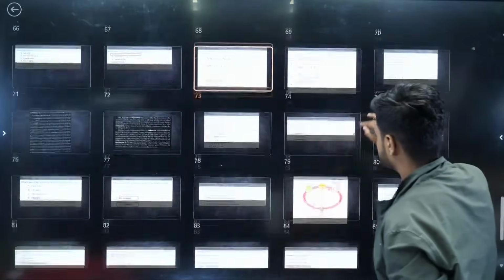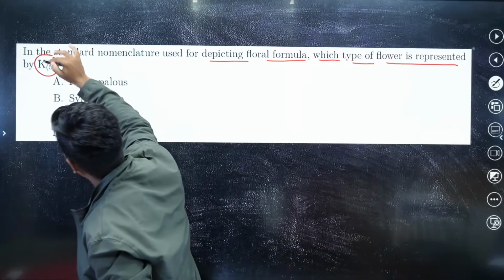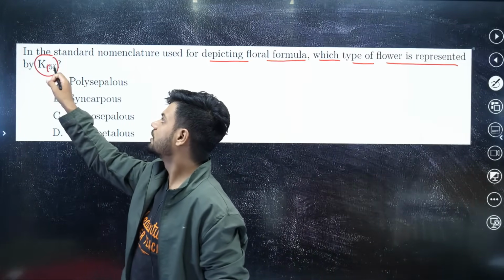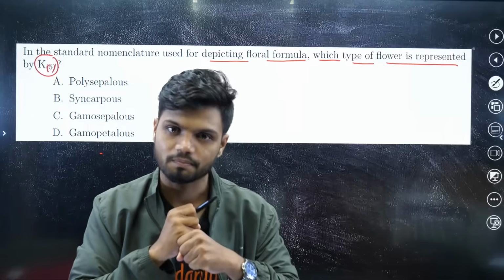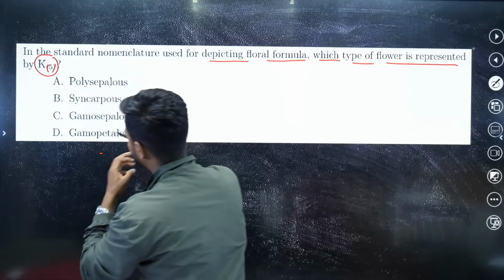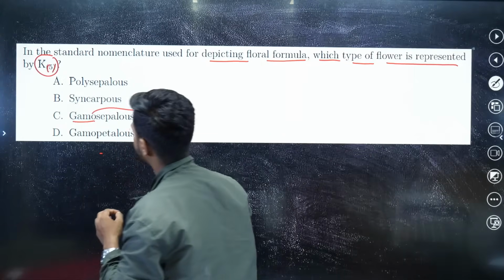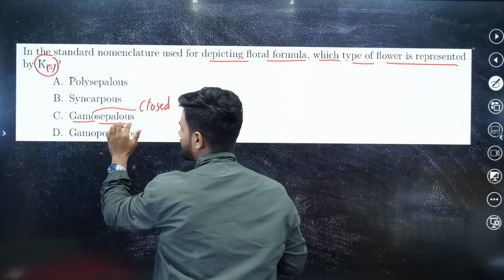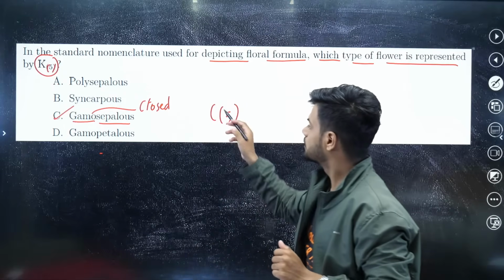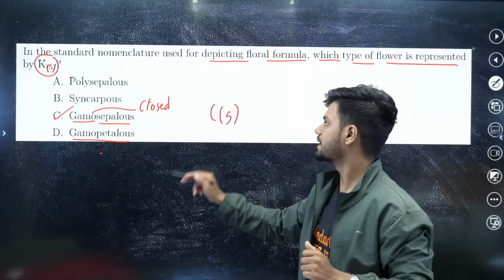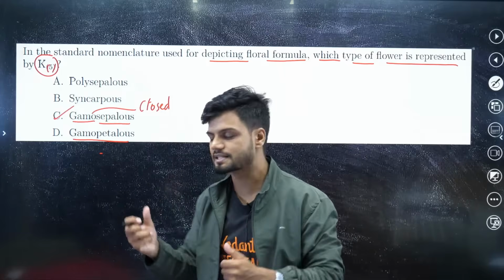What is the question? The question asks about K, and this 5, you see, is inside the bracket. Whenever something is inside the bracket, it means that it is fused, closed. So we know gamo means closed. And K is sepals, so gamosepalous. If it was C written like this, it would have been gamopetalous. C is corolla, and corolla is made up of petals. Calyx is made up of sepals.